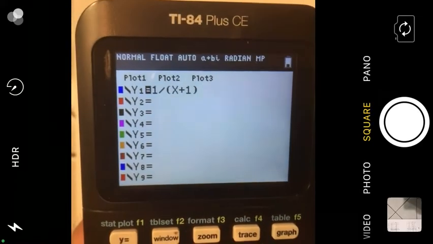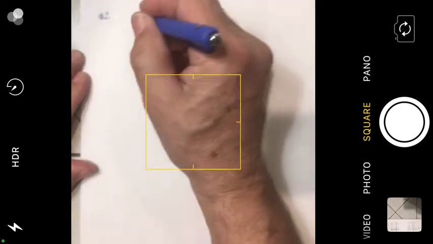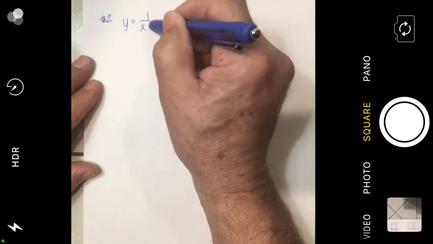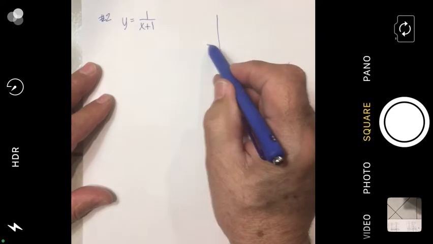Okay, number 2. Like number 1, I'm going to do a problem different than what I gave you on the test. So I'm going to give you the problem y equals 1 over x plus 1. That should be fairly easy for you to graph.